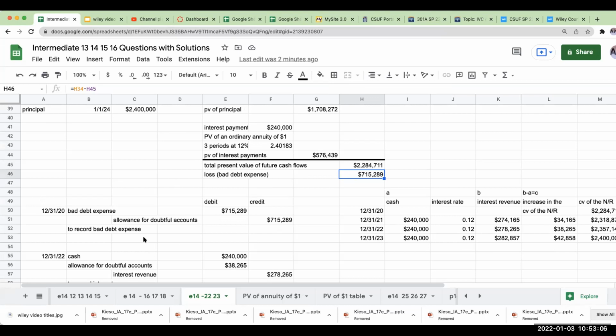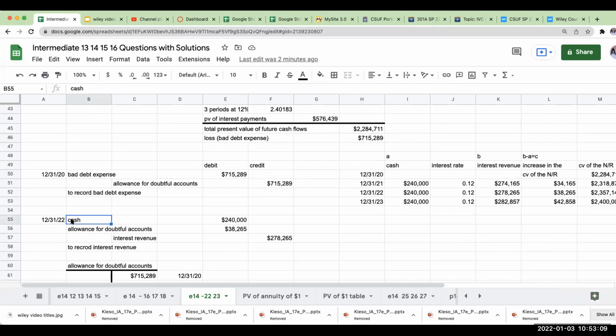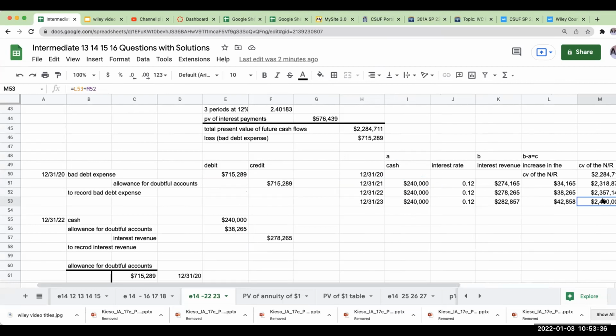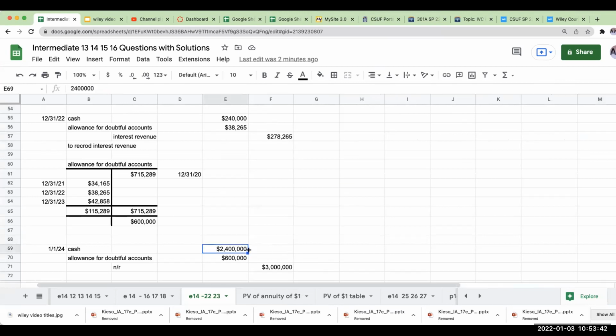Then over here, what's going to happen is, as this customer starts paying me the interest, I've got cash coming in, but the interest rate I'm using is going to be 12%. So I'm taking the carrying value of the note, which is essentially the amount of the increase in the carrying value through the allowance for doubtful accounts. This is ultimately what's going to be increasing this amount up to 2.4 million, which is the amount I'm going to receive on payment day.